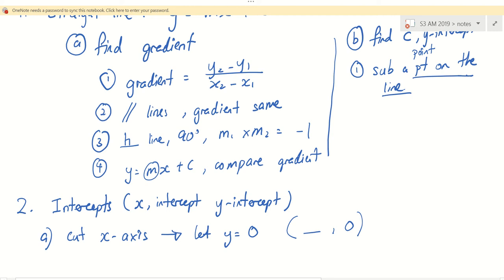Okay, this is a very important point because they will show it on the diagram. They will give you in terms of a sentence. Now B, when they give you cut the y-axis, the opposite is true. So let x be 0, or the coordinate you will say 0 comma something.